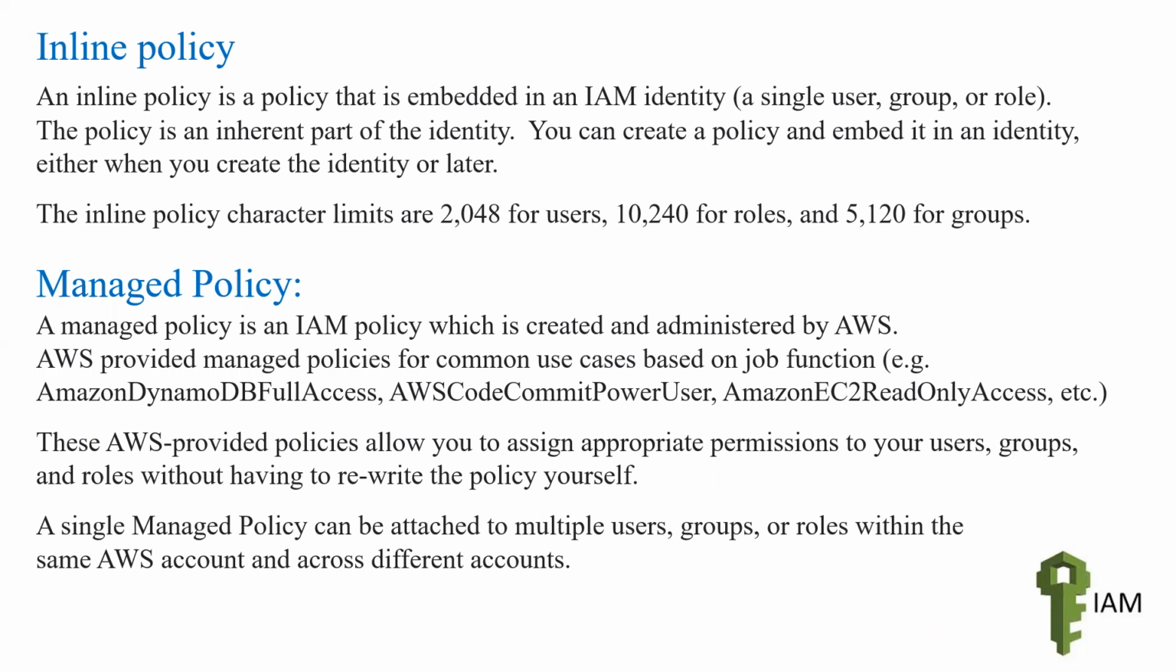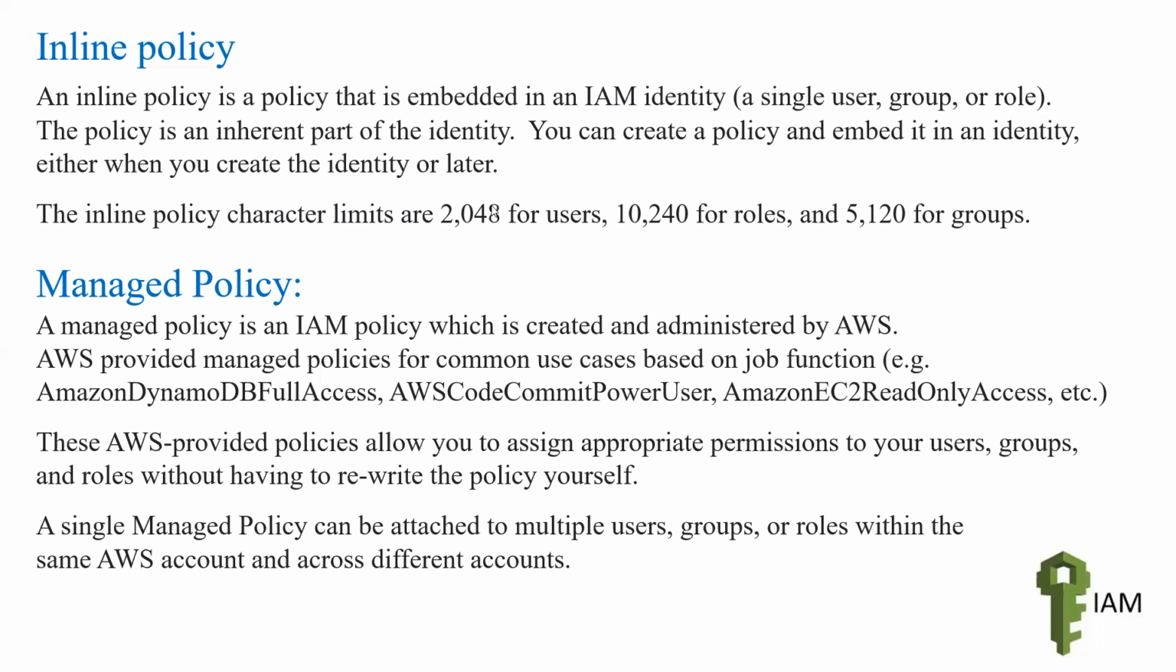So the inline policy character limits are 2048 characters for users. That means for a username you have created, if you want to add an inline policy, you can type 2048 characters length of JSON document or the code. If it is for roles, it will be 10,240 characters. And if it is for groups, it is 5,120 characters. We will explore all these minute things, so that we'll be able to understand better. We can approach all these theoretical things from a practical way in the lab exercise to understand much better.